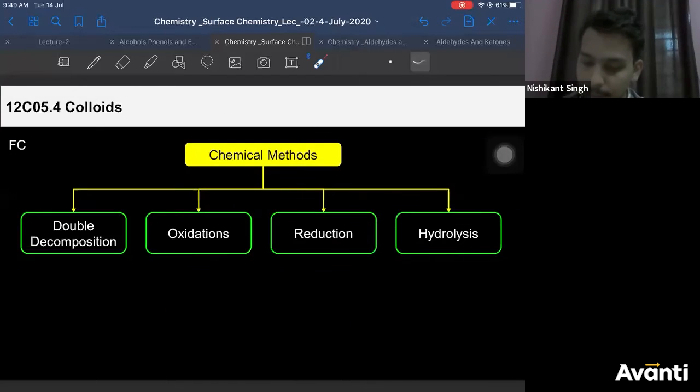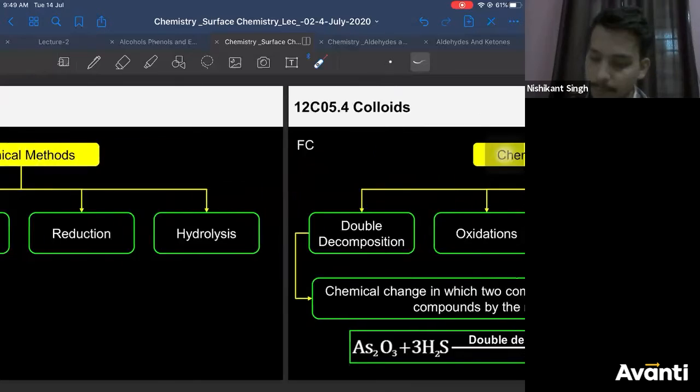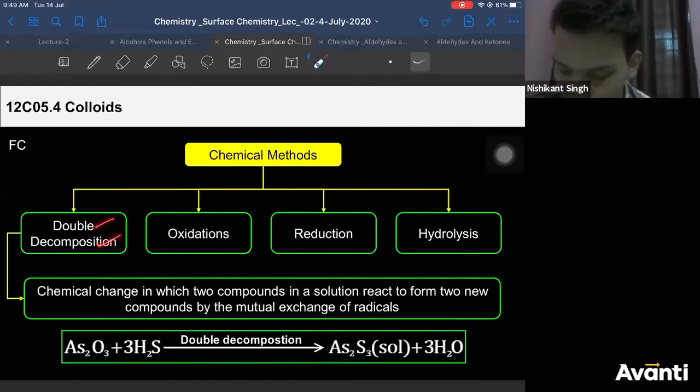Now, let us see the double decomposition method first. We'll see the example of the double decomposition method. You must have seen double decomposition reactions in class 10th, displacement reaction, double decomposition reaction. So based on that only. So the first one is double decomposition. How does it take place?